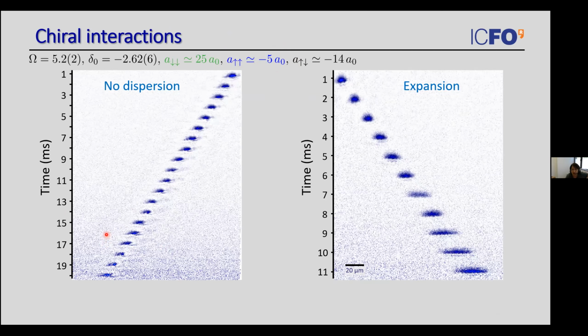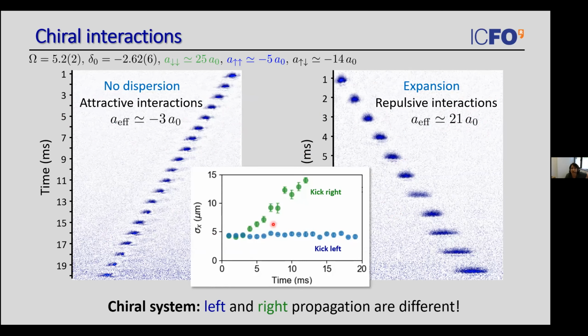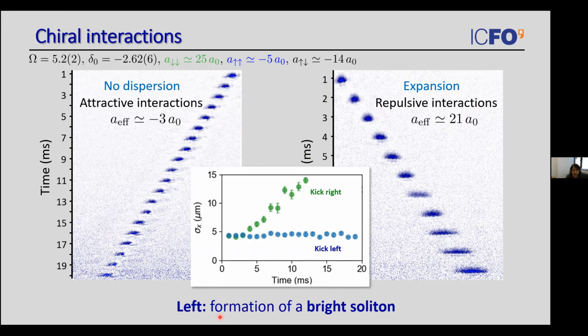So what you are seeing here directly is that the interactions of the system are different when it's moving in one direction or the other one. Actually, when it moves to the right, we are creating a system with repulsive interactions, whereas when it moves to the left, the system is attractive, and that's why the behavior is so different. And we can actually see that the size of the system after kicking it is very, very different in the two cases. So we are showing that this system is chiral in the sense that its properties depend on propagation direction. Its interaction properties depend on propagation direction.